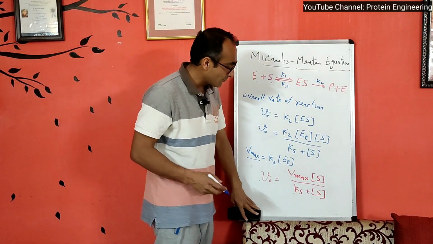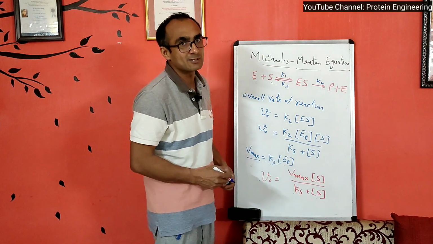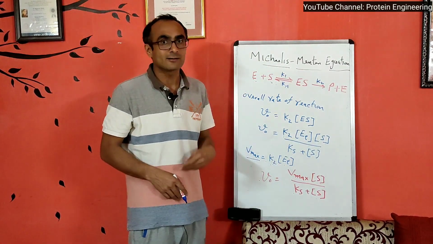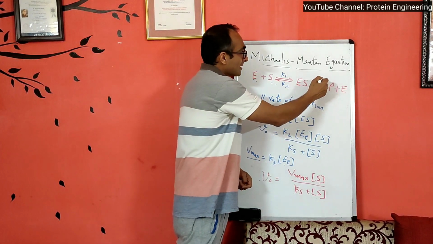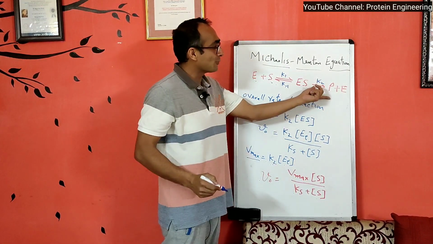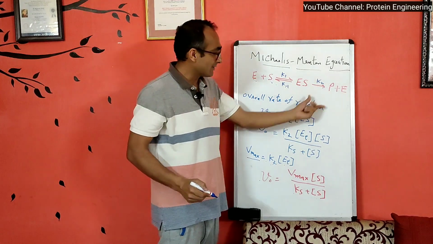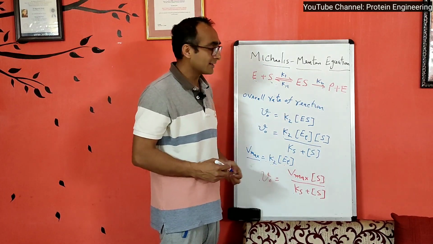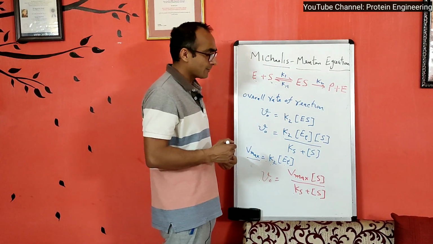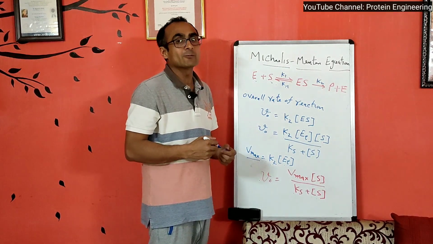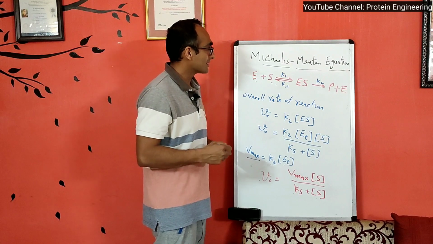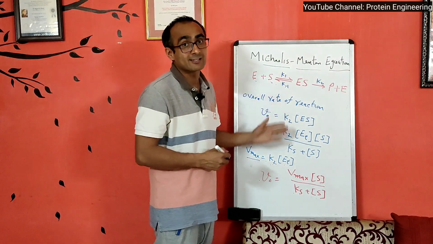But in many cases, many of the enzymes, we know that they have a very rapid rate of reaction. In that case, K2 becomes significant, and when K2 becomes significant, the derivation would change, and it was done in 1925 by Briggs and Haldane. So now we'll derive the equation given by Briggs and Haldane, which is a modified version of the Michaelis-Menten equation.